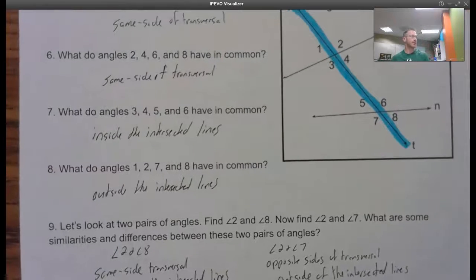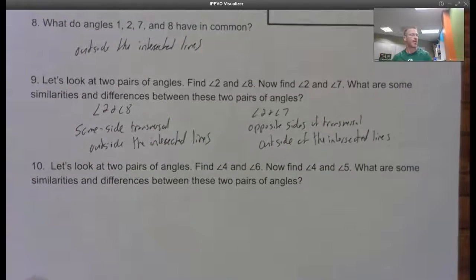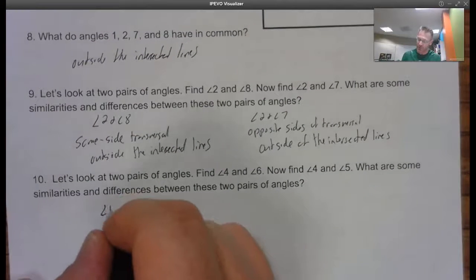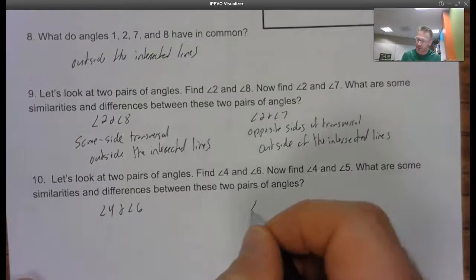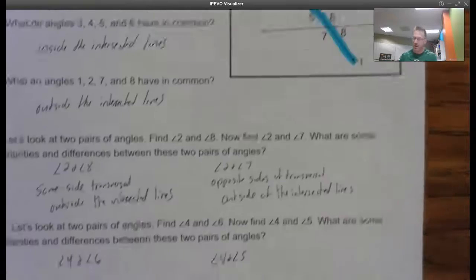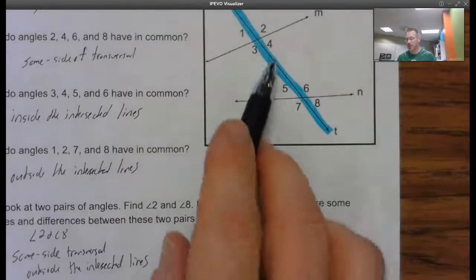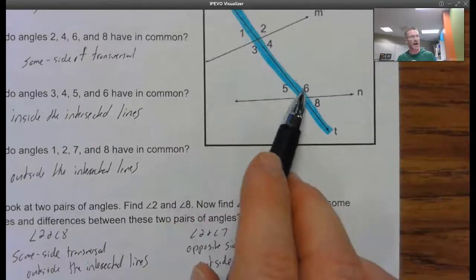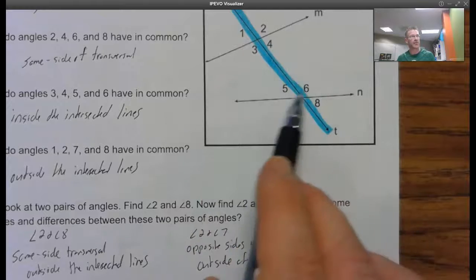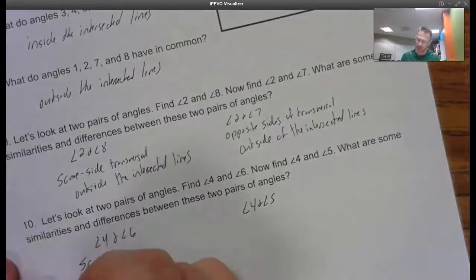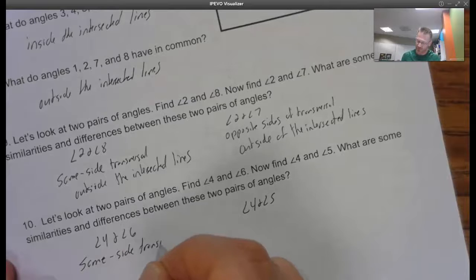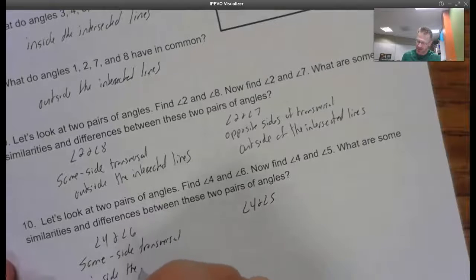All right, now let's take a look at question 10 and see how you did here. So we have angle 4 and 6, and we have angle 4 and 5. When we look at 4 and 6, they are on the same side, and they're both interior. So they're both on the same side of the transversal, and they're both inside the intersected lines.